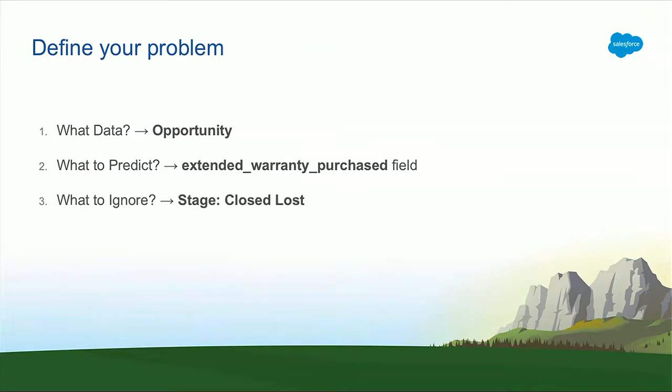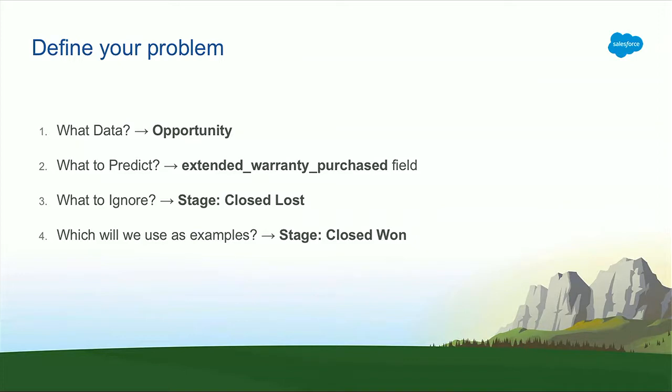Is there anything we can ignore here that we don't want included in our model? For us, the answer is yes. Anything that was closed and lost, we don't actually care about that since they didn't end up buying anything. For our model, it's really important to look at what examples we want going in, because what we put into our model will reflect what comes out of it.